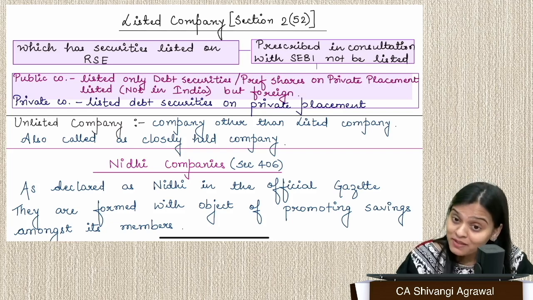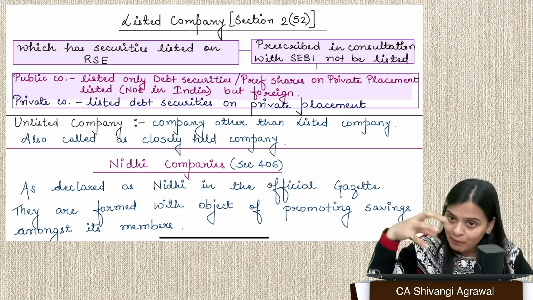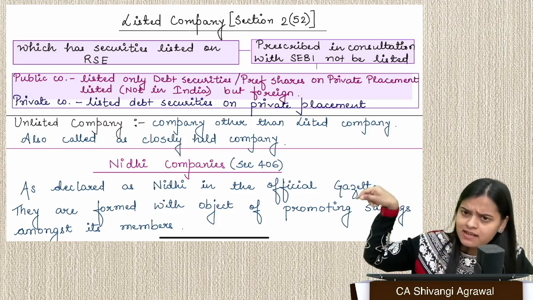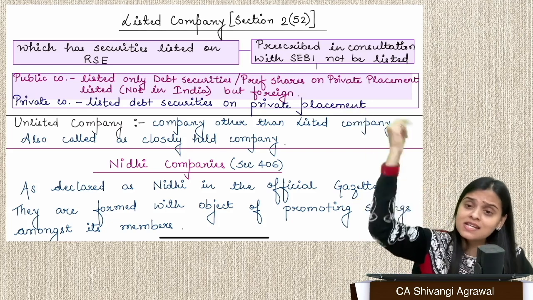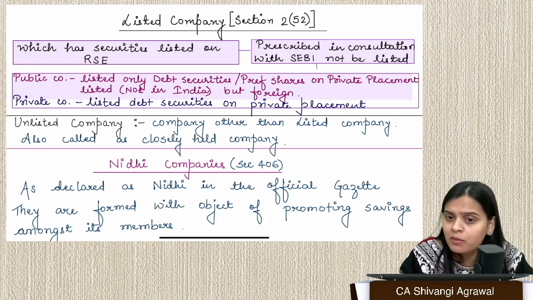Secondly, private companies who have listed their debt securities which they issued on a private placement basis. And one more thing, public companies who have issued their securities, they have not listed them on a recognized stock exchange, but they have listed them in a foreign jurisdiction. So in that case also, such public companies will not be treated as listed companies. Now, what are unlisted companies? The ones which are not listed are unlisted companies.